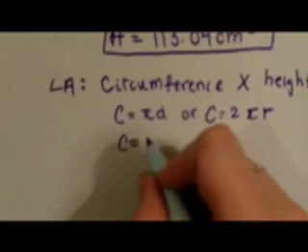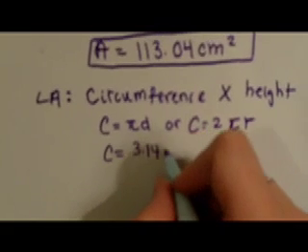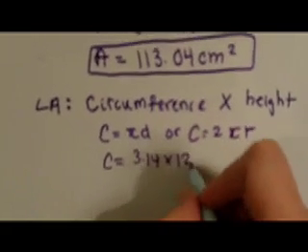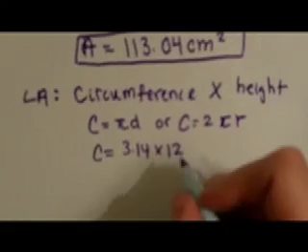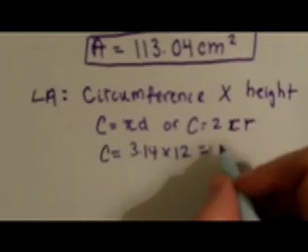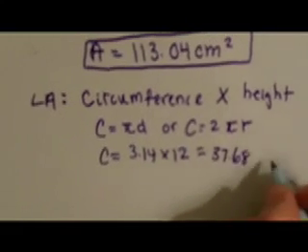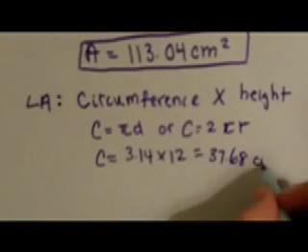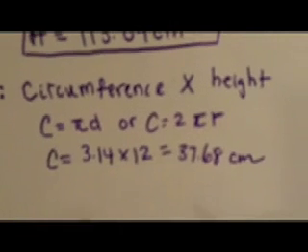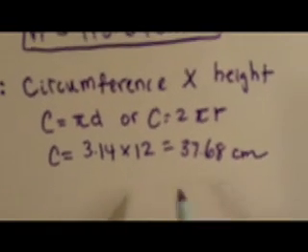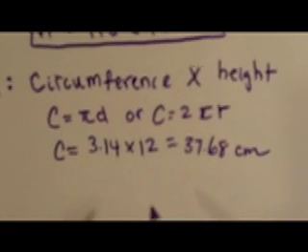So to find the circumference, we just multiply pi, which we said is 3.14, times 12. When we do that, we get 37.68, and our units are still centimeters. So all we multiplied was pi and 12, because 12 centimeters is the length of the diameter.